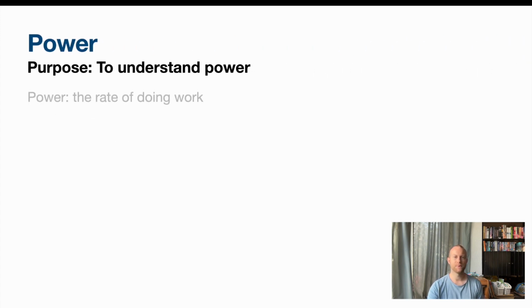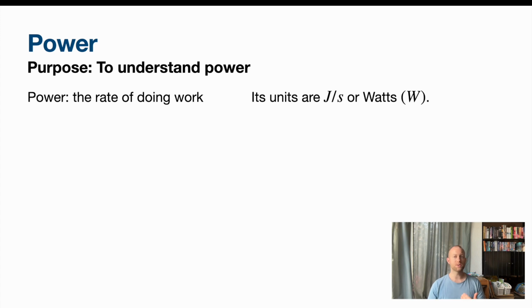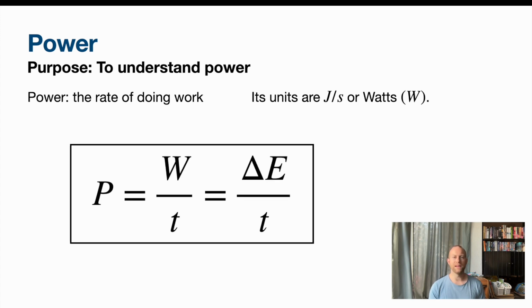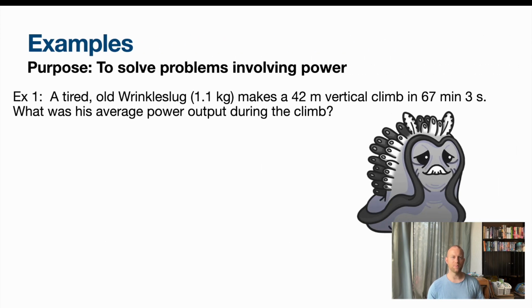Not surprising. So power is the rate of doing work, meaning we want to see how much time it takes to do work. The units for this are either joules per second or watts. And here's your equations. Like I said, work over time, or because work is equal to change in energy, it's also change in energy over time. So these are your two equations for power. It's just taking what we've done before, dividing it by time. So it's not overly complicated.